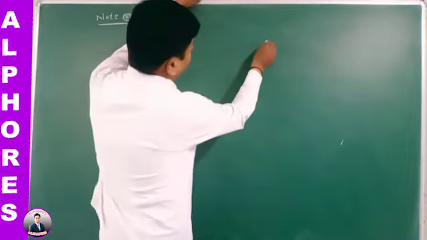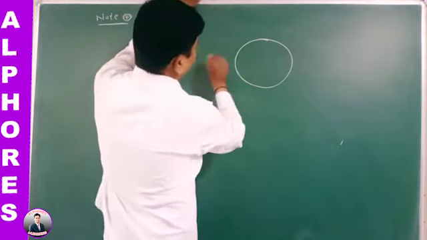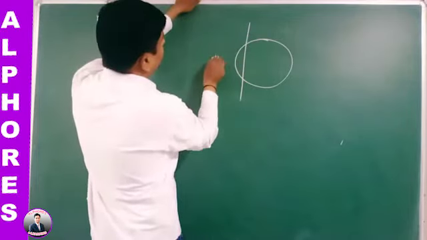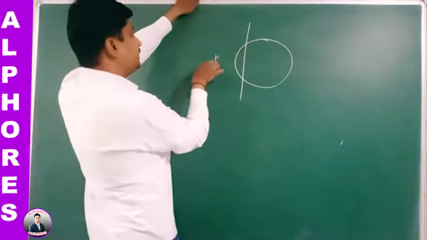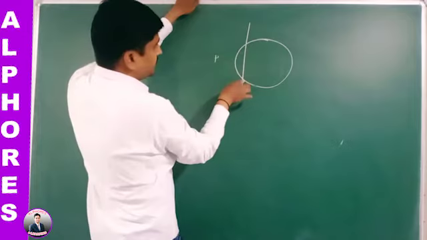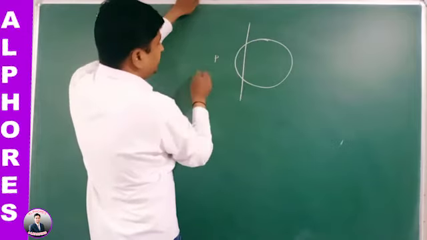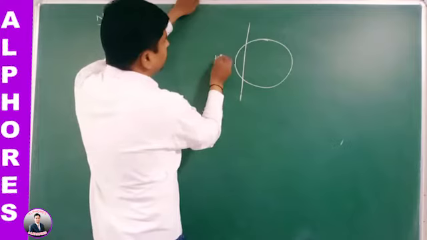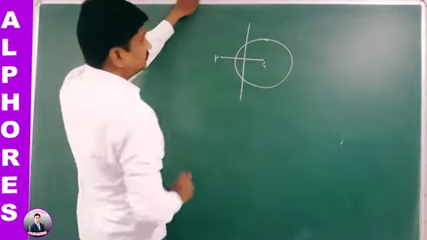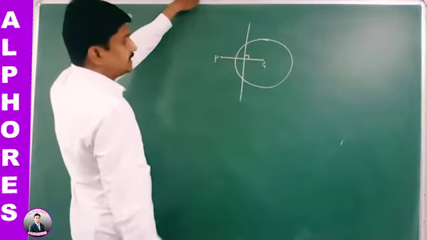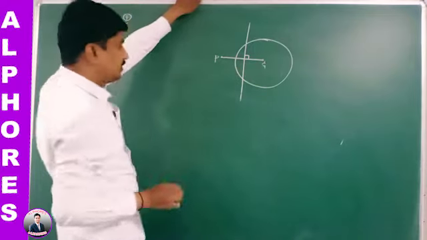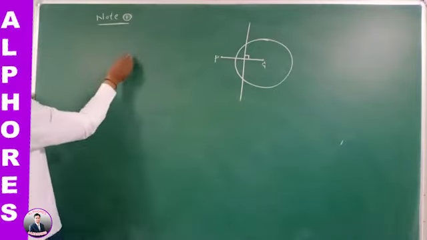Okay, another point. This is the polar of P. If the point P lies outside of the circle S equal to 0, then the polar of P meets the circle in 2 points. Here the polar of P is perpendicular to the line joining the center and the pole. Now these two are perpendicular. Always the polar of P is perpendicular to the line joining the center and the pole.